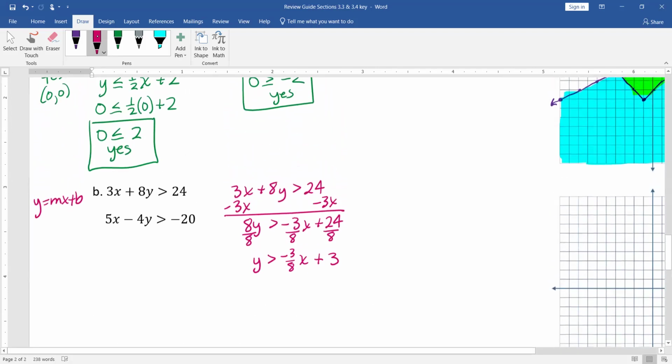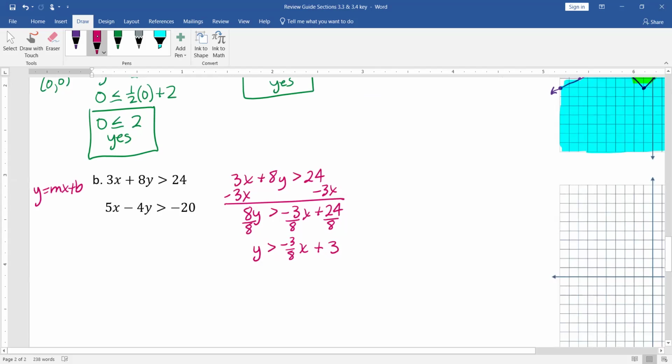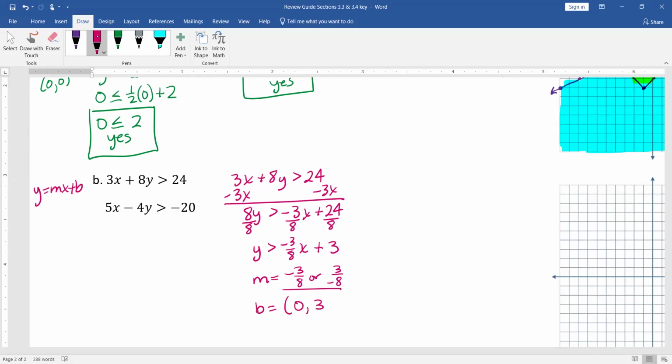I got enough room. Okay, so let's go ahead and define these. So my slope is negative 3 over 8, or 3 over negative 8. If it's negative, just make sure the numerator or the denominator is negative, not both. And then the y-intercept is positive 3, so it's at (0, 3). Again, I use my y-intercept to start. And in this case, both of these are not equal to, they're only greater than. So you're going to want to make sure when you draw your line that it's a dashed line.